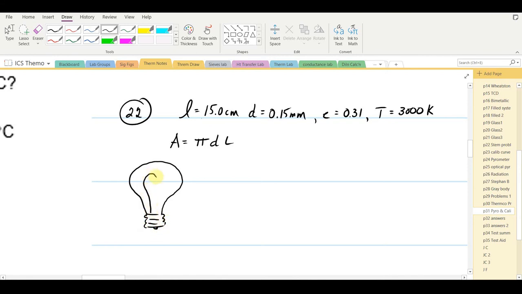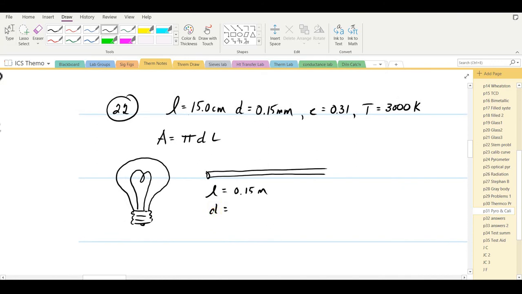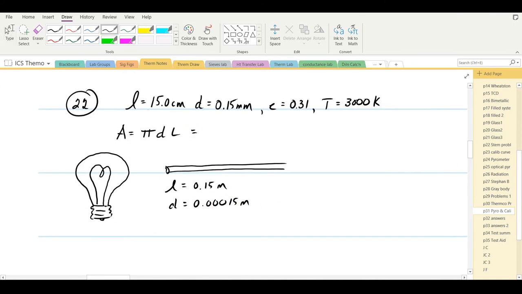And the filament is wound like this, as you've likely noticed. If we stretch that filament out, we're told the length is 15 centimeters, but we need that in meters, so that's 0.15 meters. And the diameter, we need that in meters, so 0.15 millimeters would be 0.00015 meters. So now the area, pi dL, will be pi times the diameter, 0.00015 meters, times the length of 0.15 meters.